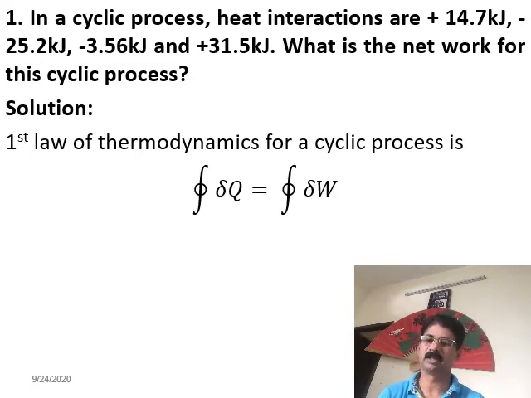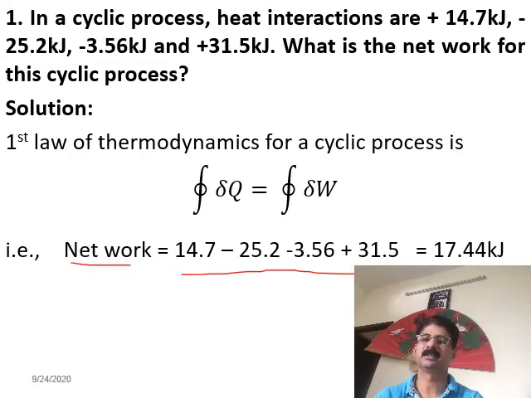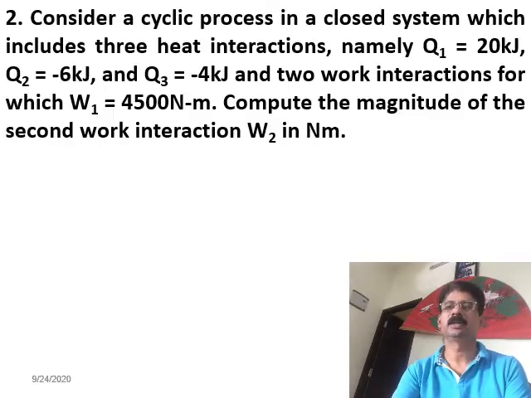of work transfer. So you are given the heat interactions, so you can calculate the cyclic integral of heat transfer, del Q. That is nothing but Q1 plus Q2 plus Q3 plus Q4, which will be equal to the net work. So your net work you can get directly by adding the 4 heat interactions, as the cyclic integral of heat transfer is equal to the cyclic integral of work transfer. Now let us solve the next numerical.